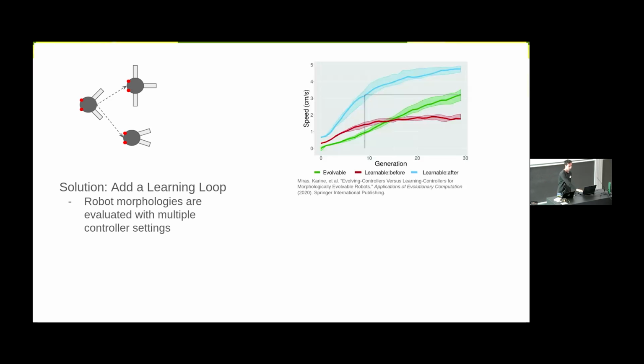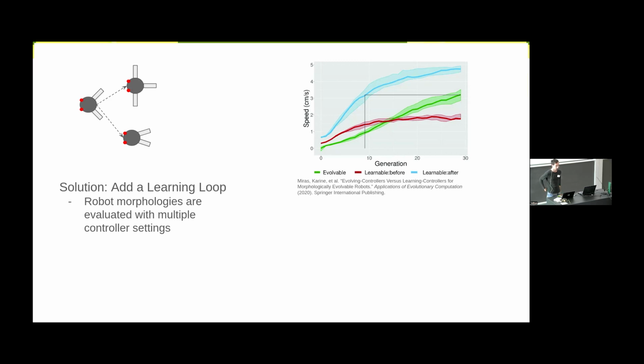And a solution to this is to add a lifetime learning loop to the morphology of the robot. So robots in this case are evaluated with multiple controller settings. So in that case, the top robot, which is potentially better than the bottom robot, will have more tries to get a better performance and therefore more likely to be chosen. This has shown to work quite well.